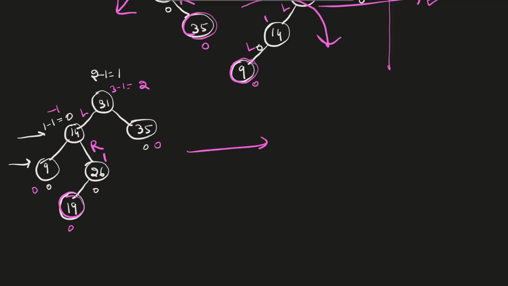We first convert it into LL. To convert it into LL, the parent part, this is the parent, this is the child and this is the grandparent. So the parent part is rotated towards its left side.